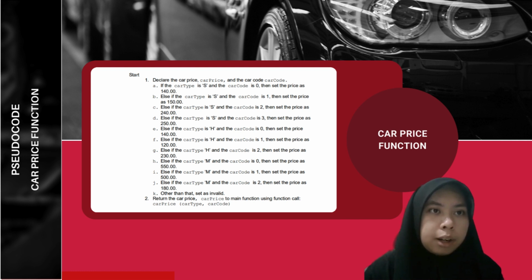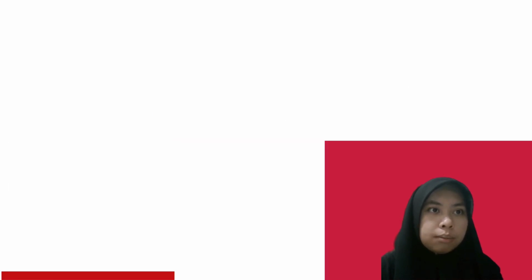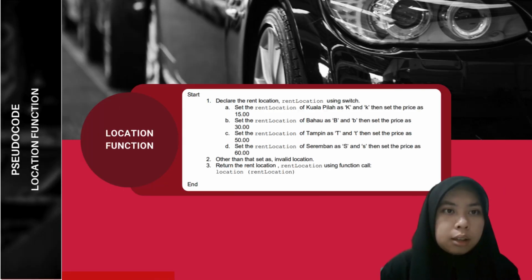It will return the car price to the main function using the function called car price in brackets car type and car code. For the location function, it will declare the rent location using switch. If the location is Kuala Pilah, then the price is set at 50 ringgit. For Bahau, the price will be 30, Tampin will be 50, and Seremban will be 60. Other than that, it is set as invalid location. After that, it will return the rent location using the function called location in brackets rent location.